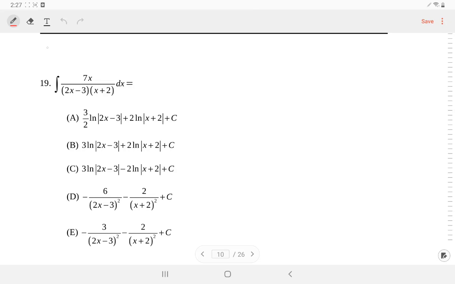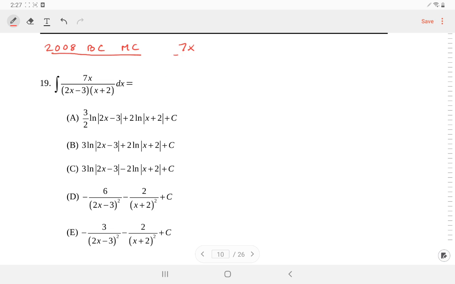Okay, this is 2008 BC multiple choice. We're continuing on number 17. So see what you think it looks like. Maybe look at the answer choices. Looks to me like a partial fractions problem.